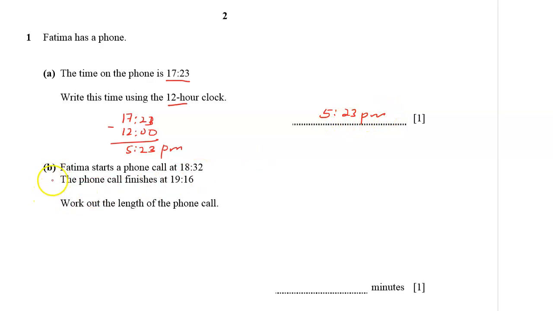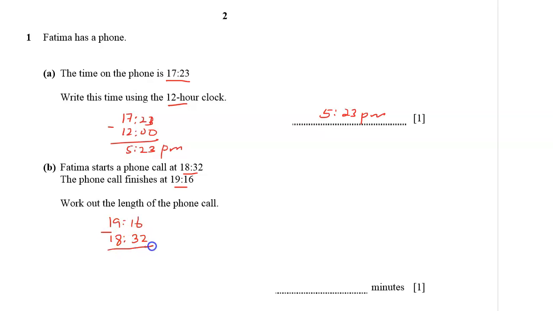Part B of number 1. Fatima starts a phone call at 18:32 hours. The phone call finishes at 19:16 hours. Work out the length of the phone call. Likewise here, you also need to take away the time Fatima started the call from the time Fatima ended the call.